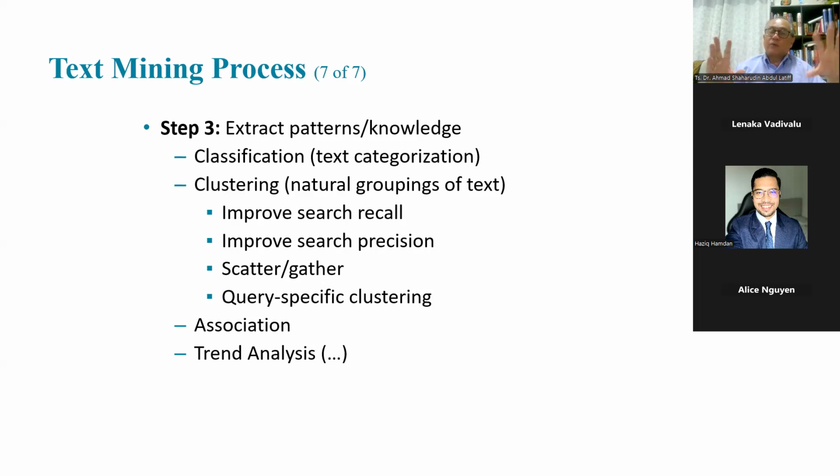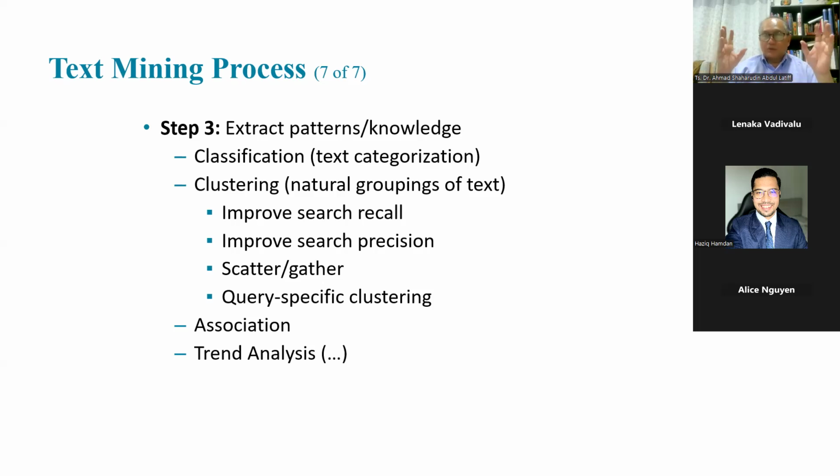Another way is clustering. We can do bottom-up or top-down, similar to the clustering we did just now. We look into hierarchical, or bottom-up, or we can do top-down, where we do k-means clustering. We determine the number k, and then we break the data into k groups, so we can do natural grouping of this text. We can improve the search recall and the search precision. We can scatter and gather, and we can also look into question and answer, and query-specific clustering.